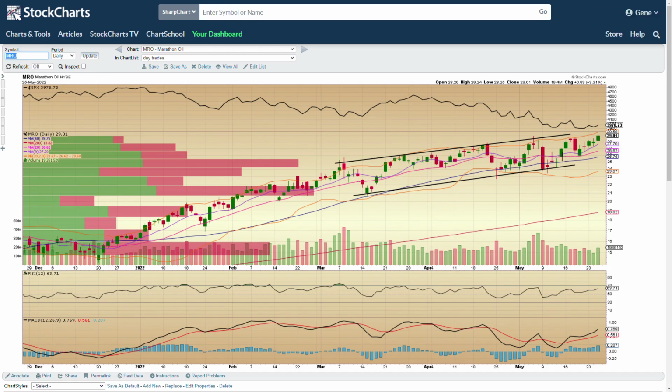MRO still trading in this little channel here. Trying to push up, respecting the 9. Had a nice move right there.